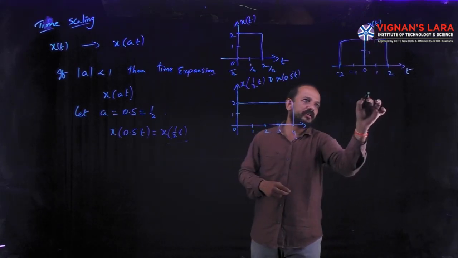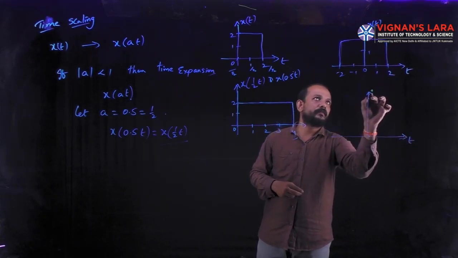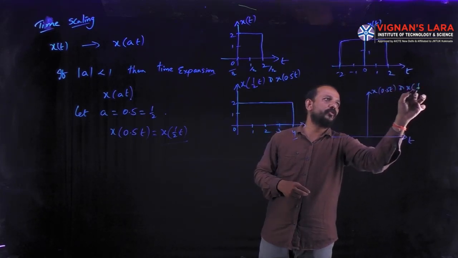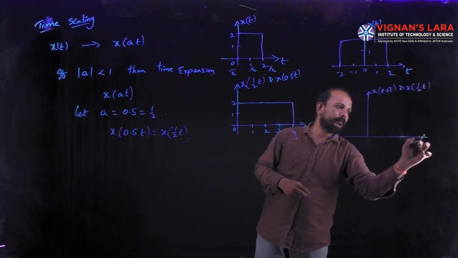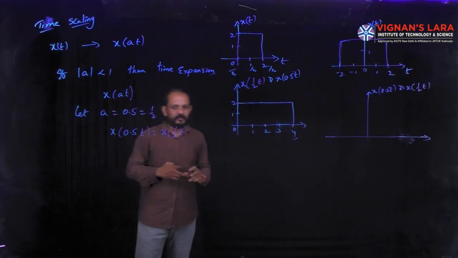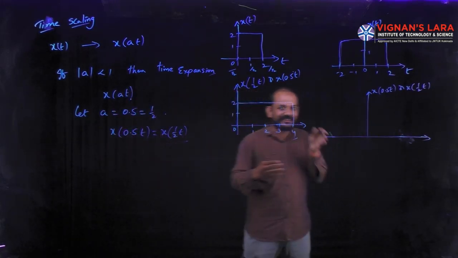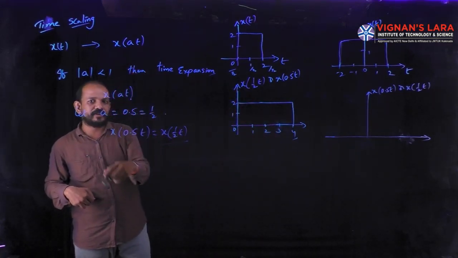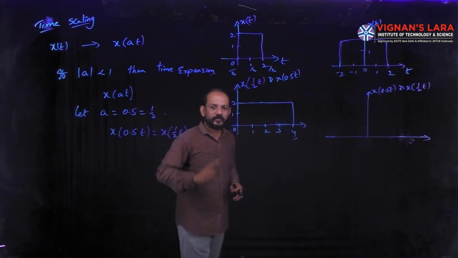Now what I need? I need x of 0.5 t or x of 1 by 2 into t. Both are the same. I need these ones. Simple, it will be expanded, just by the variation of the scaling factor. Dependent on the value of the scaling factor. Here the scaling factor is less than 1, so that is 1 by 2. So it will be expanded based on this scaling factor.